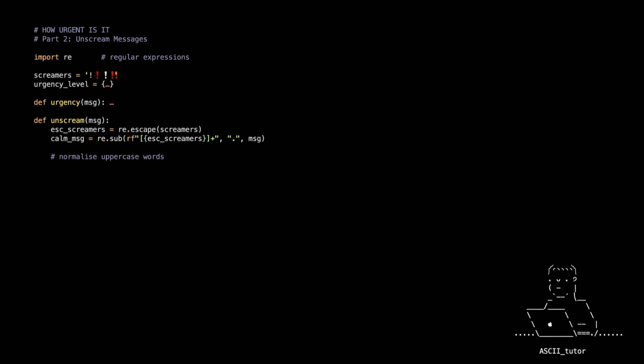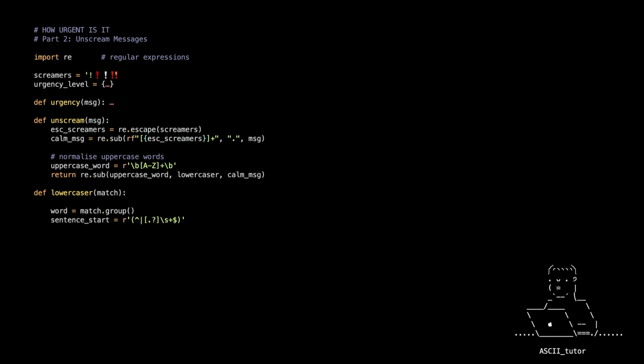Let's normalize the uppercase words. We use a regular expression to find all caps words. The \b represents word boundaries. We're looking for capital letters between those boundaries. We substitute them using lowercaser. What's that, you ask? Well, lowercaser is our next function. Because we can't simply apply lowercase in all cases.